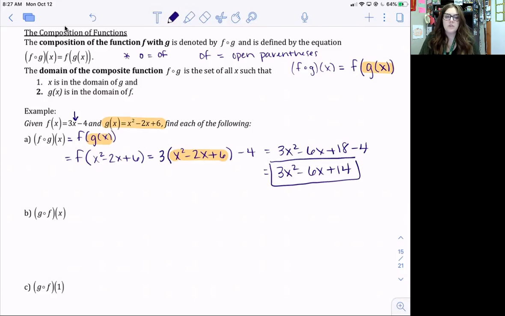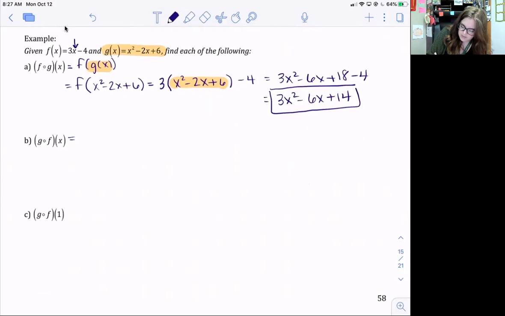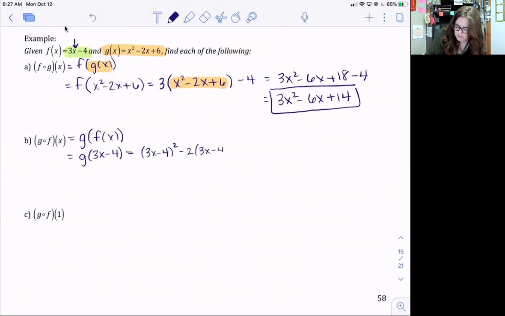Okay. So now let's go the other direction. Now let's find g of f of x. So start off by rewriting it, g of f of x. So now we want to figure out what is f of x, and that's the 3x minus 4. So I'm going to plug that in. So now we have g of 3x minus 4. So if we plug 3x minus 4 into all of our x's of g, we get 3x minus 4 squared minus 2 times 3x minus 4 plus 6.